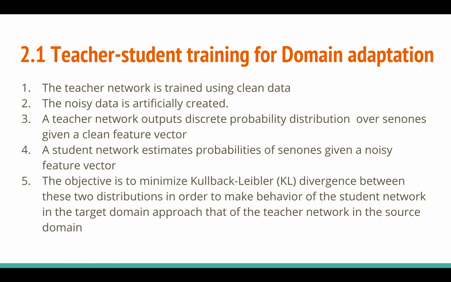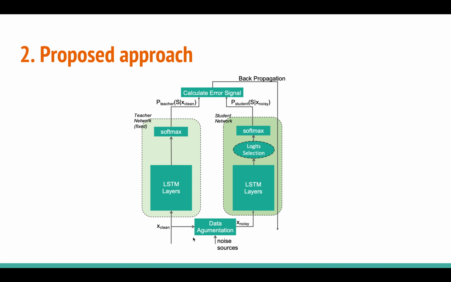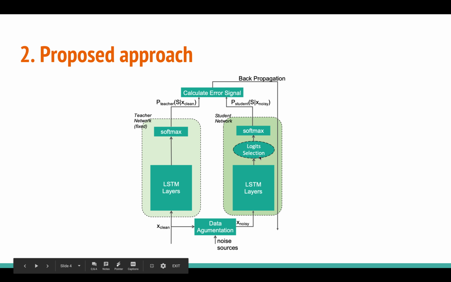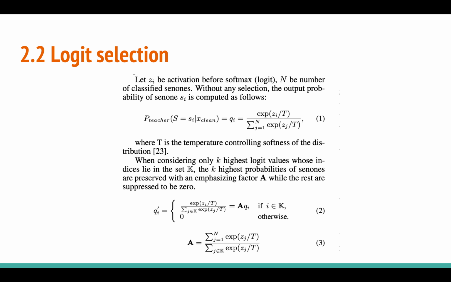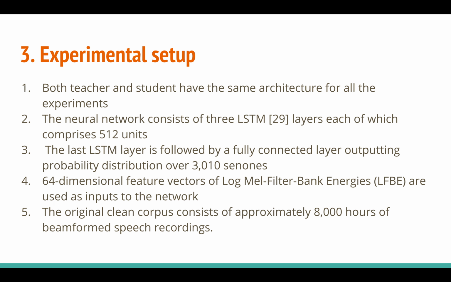You have a teacher-student network, but the one more important thing you introduce is logit selection, which, as I described here, is keeping the k maximum probabilities and making all other probabilities 0, right? And for the network training, we'll see the experiments and results here. Basically you have a teacher network and a student network. Usually people keep a bigger network for the teacher and a smaller network for the student.